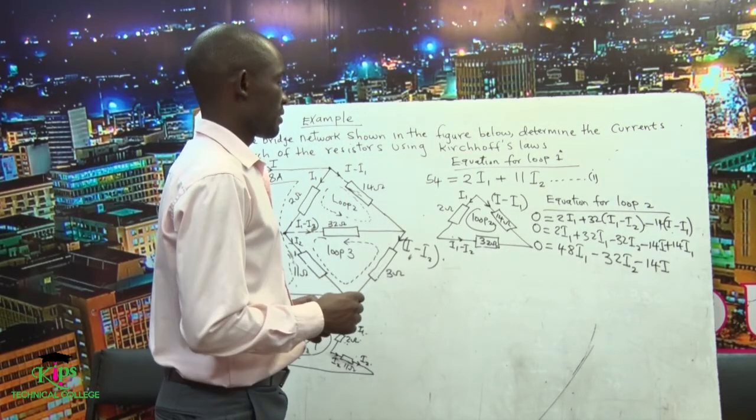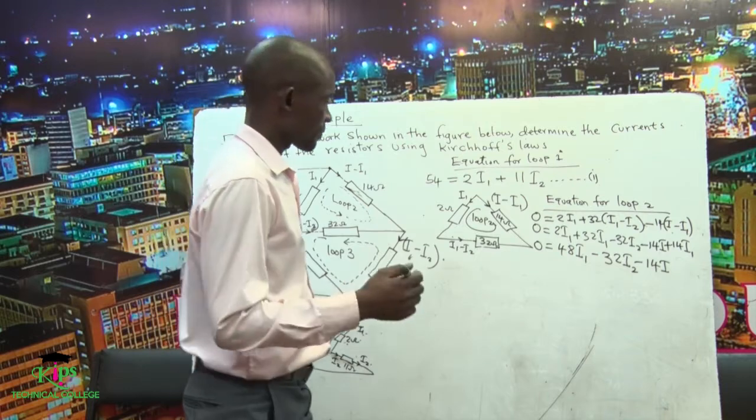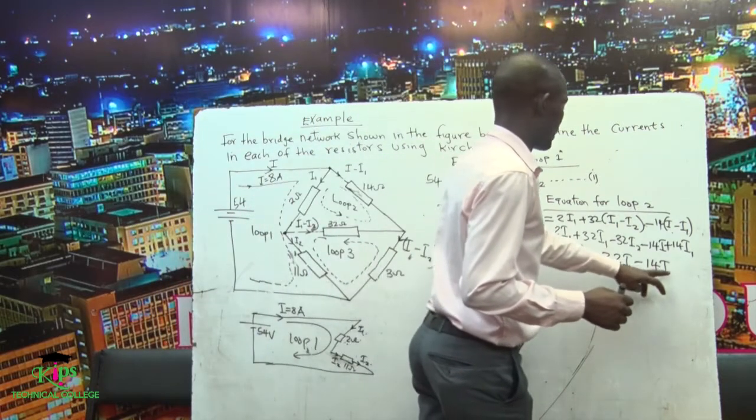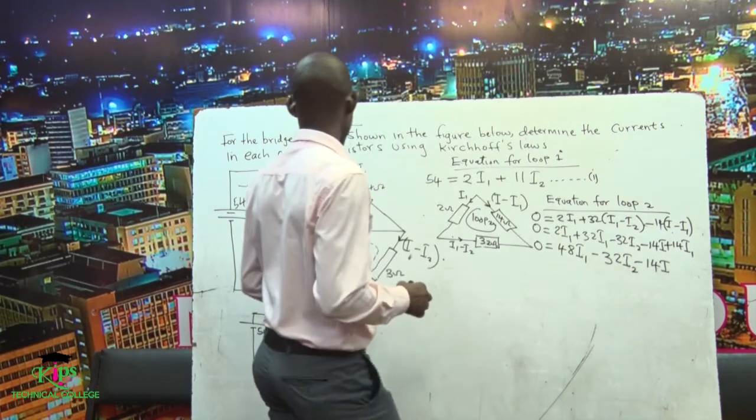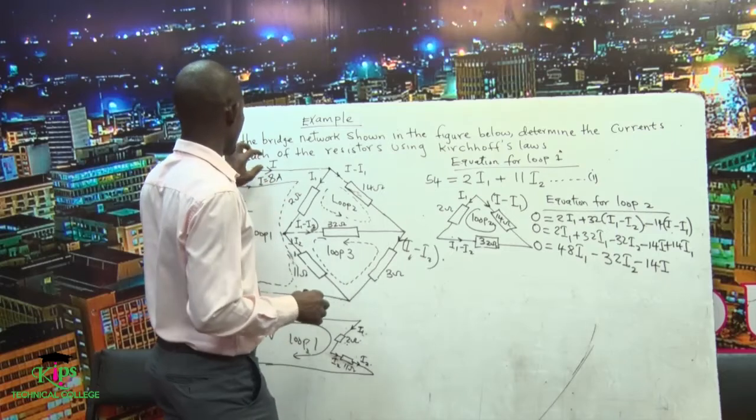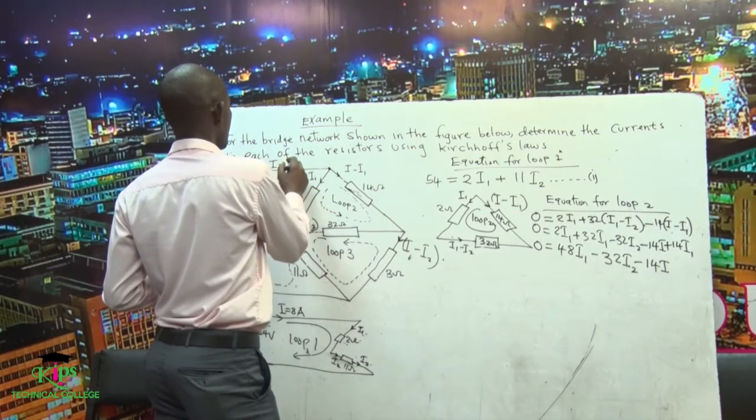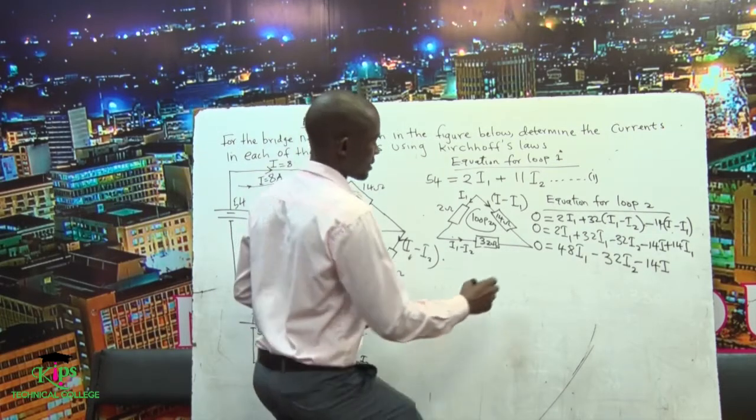But remember, what was our I1? We know the value of I. Remember, this I has been given as 8. So we can simplify that.